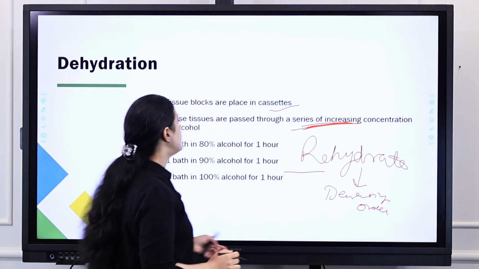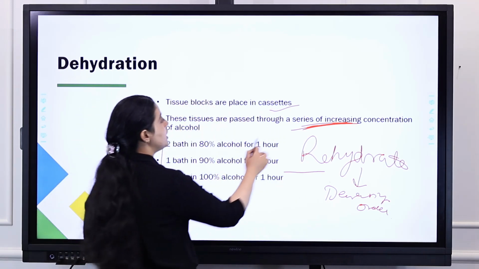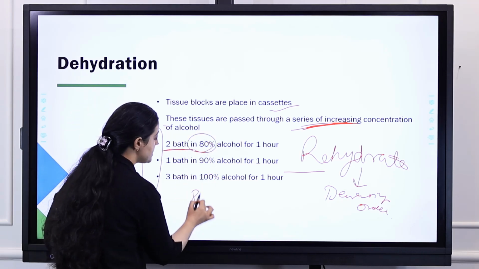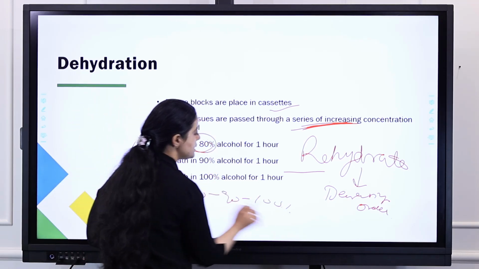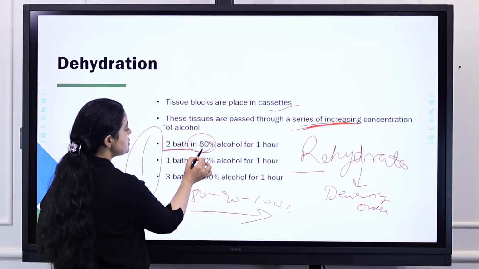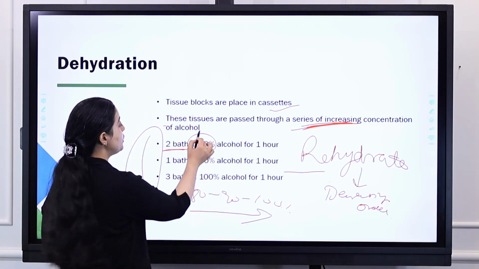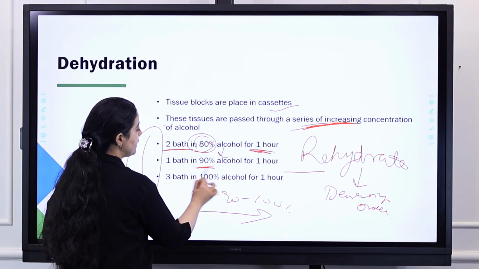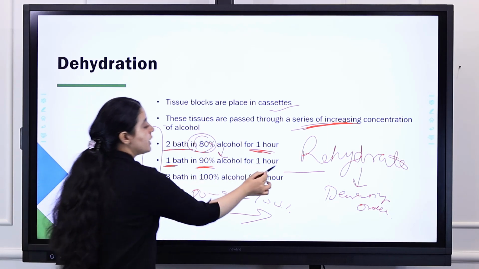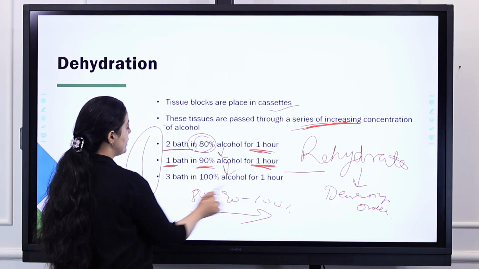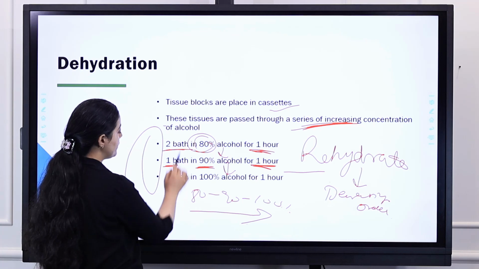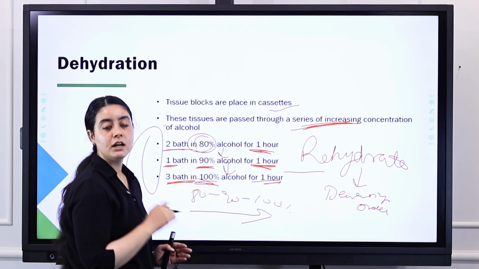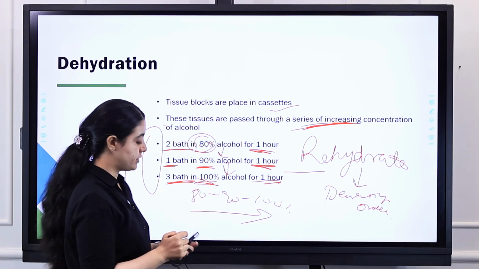Decreasing order. So for dehydration, we have to pass through an increasing concentration of alcohol, like 2 baths in 80%, first 80%, then 90%, then 100%. So this is the increasing order, right? First you have to put your slides in 2 baths of 80% alcohol for 1 hour. Then 1 bath in 90% alcohol, again for 1 hour, and then, as we follow the increasing order, we have to do 3 baths in 100% alcohol, again for 1 hour, right? So this is how you perform your dehydration.